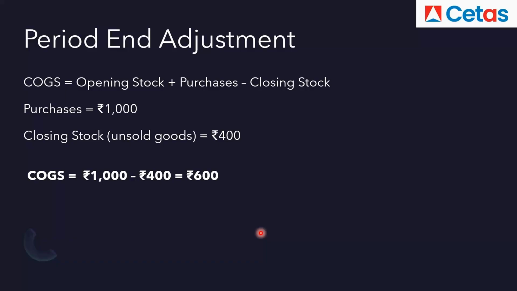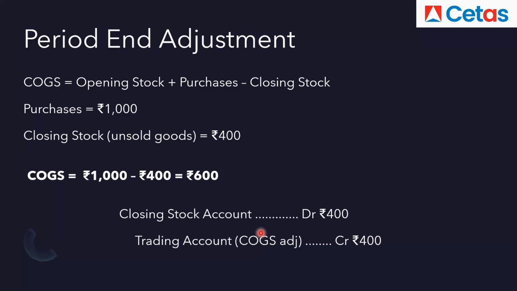After this, the accountant manually passes an entry, which is closing stock account debit ₹400 to trading account for COGS adjustment for ₹400. This moves the value of the unsold stock out of the PL, reducing the expense, and into the balance sheet inventory.